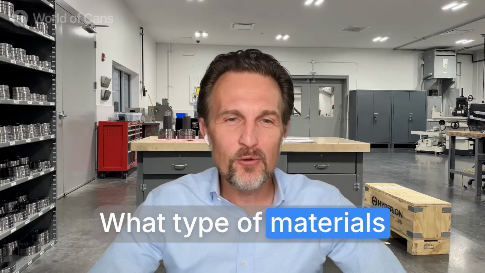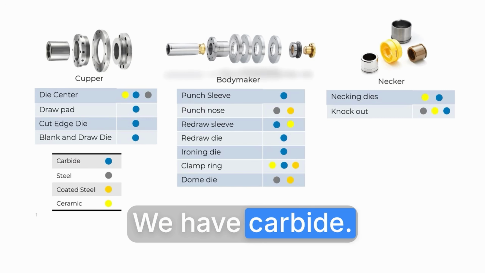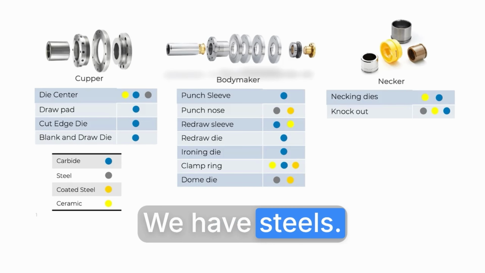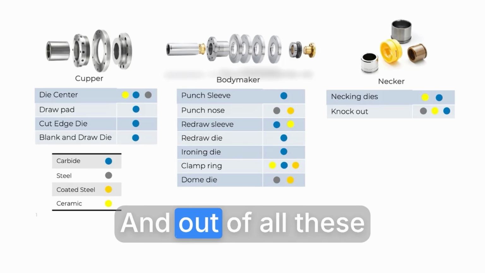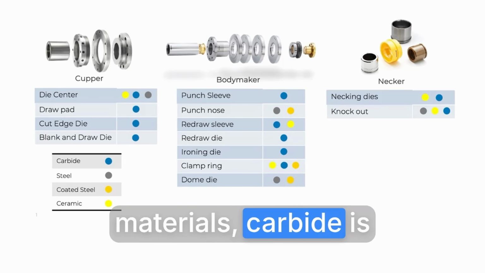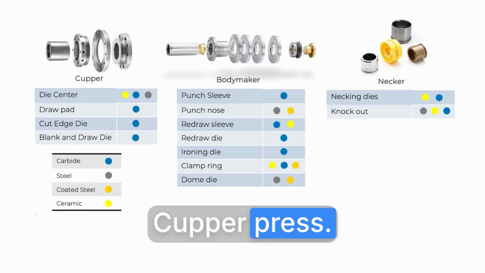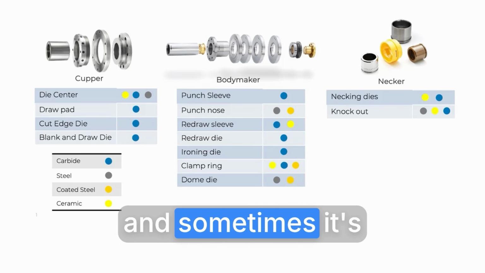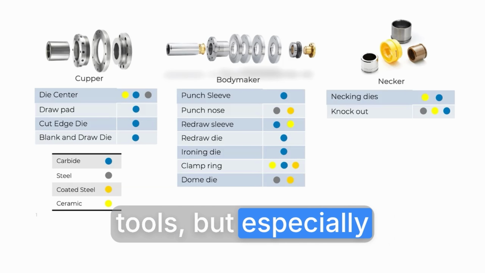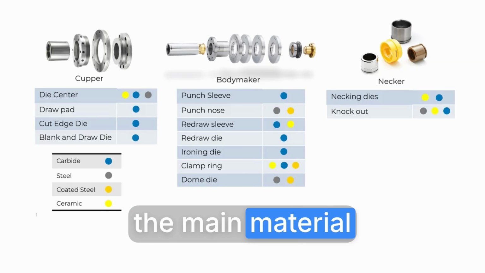What type of materials exist in the tool room? We have carbide, we have steels, we have coated steels, and we have ceramics. And out of all these materials, carbide is the most common. Carbide is present in the copper press, carbide is present in the body maker tooling, and sometimes it's present on the necking tools. But especially on body maker and copper, carbide is the main material.